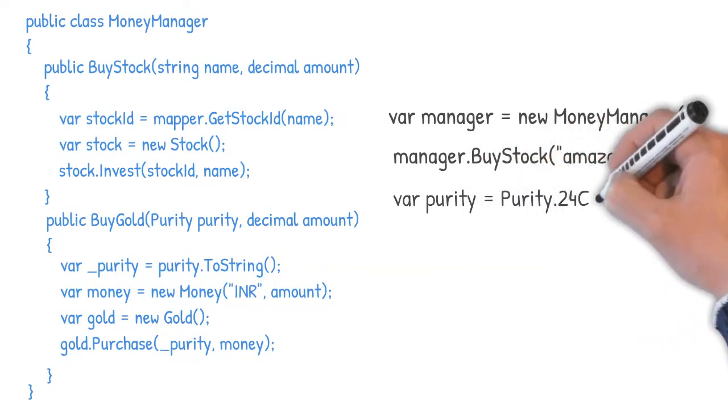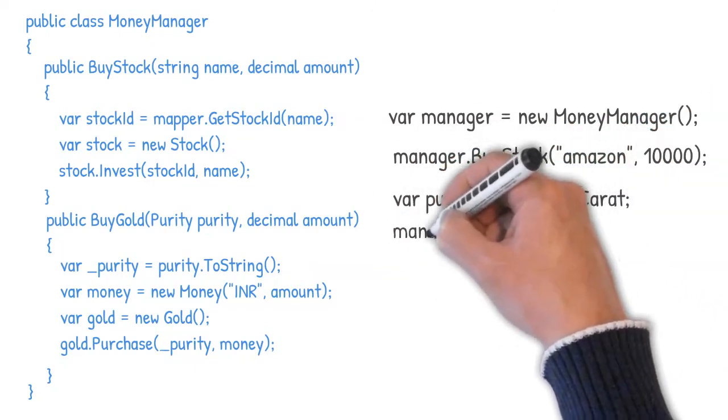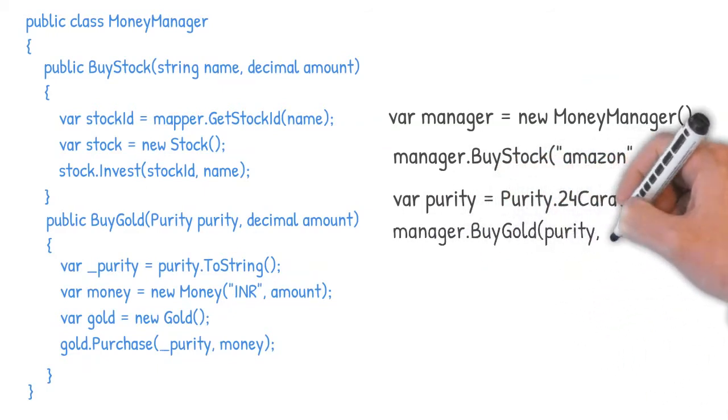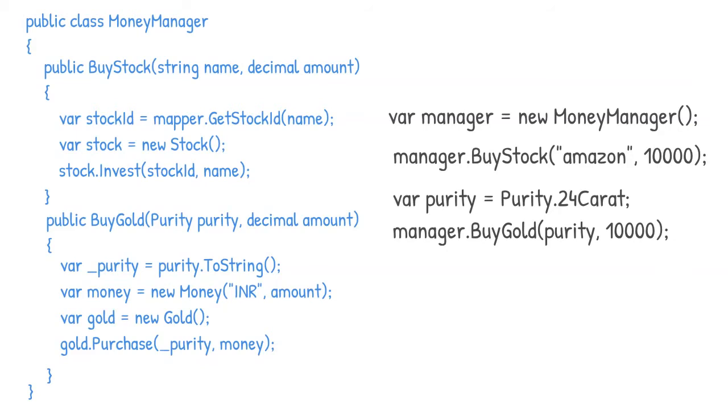Now look at the way the consumer is trying to invoke these methods. The consumer is aware of only those things which the consumer understands. No additional overhead, no additional complexity. Everything is hidden by Money Manager. And this is really helpful, isn't it?